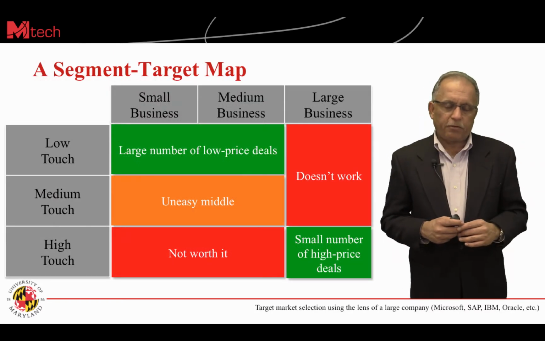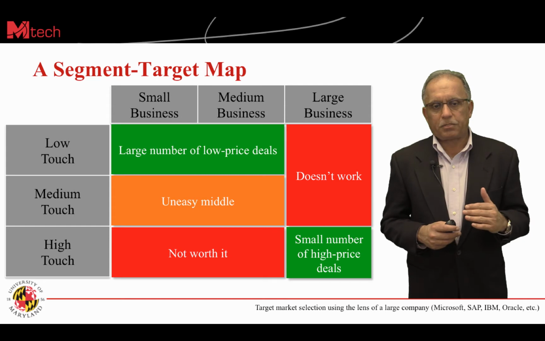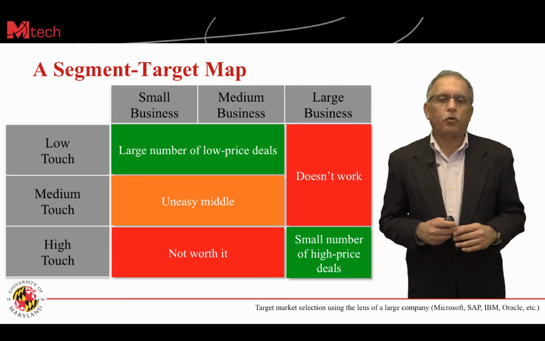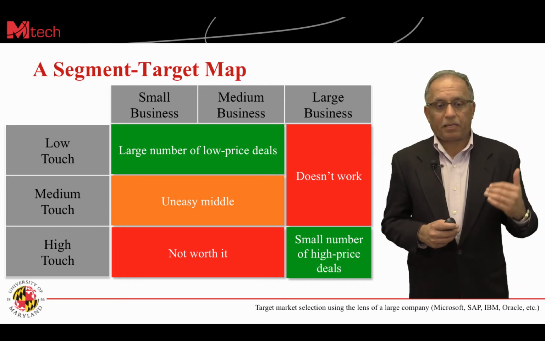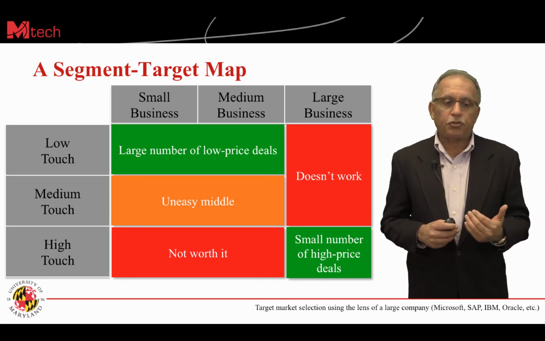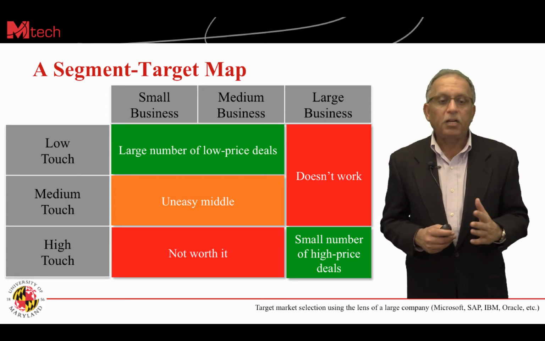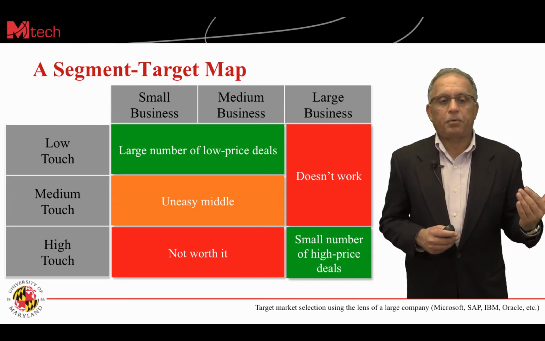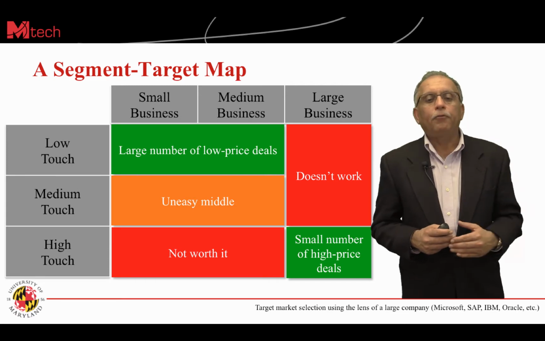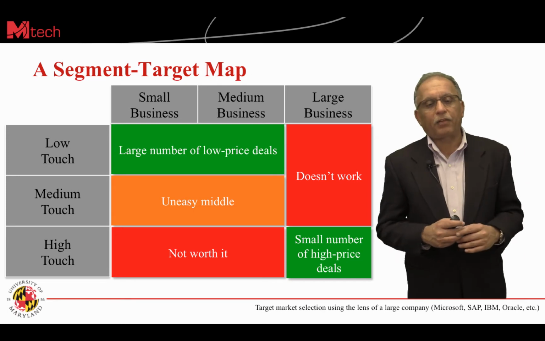Now, let me give you a very simple segment target map. We have small businesses, medium businesses, and large businesses. That's one dimension, one way of segmenting a market. Another way of segmenting a market is whether or not that segment requires low touch, medium touch, or high touch. And by that we mean human touch, not technology touch. Some people require a lot of hand holding, some people require less hand holding. And by people I also mean segments and companies. So small, medium, large businesses, low touch, medium touch, high touch, it gives us nine cells.